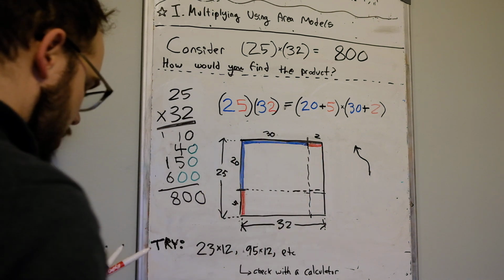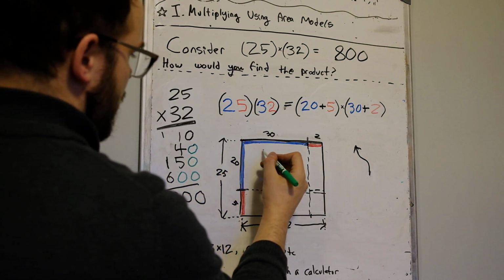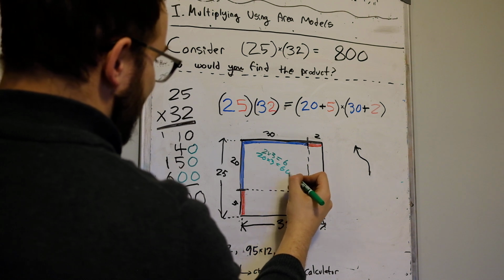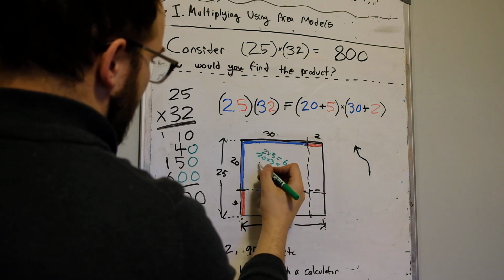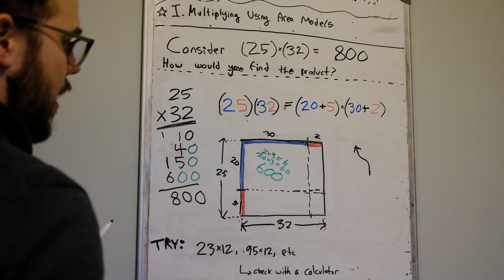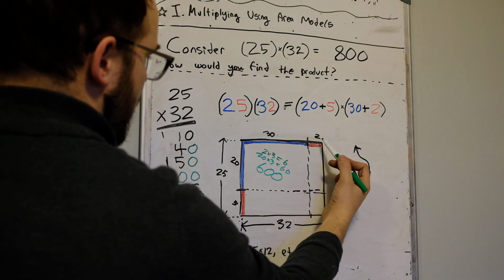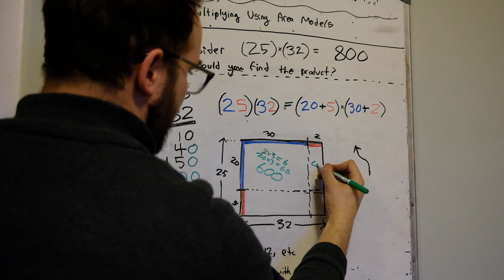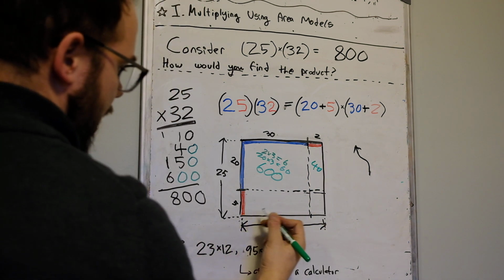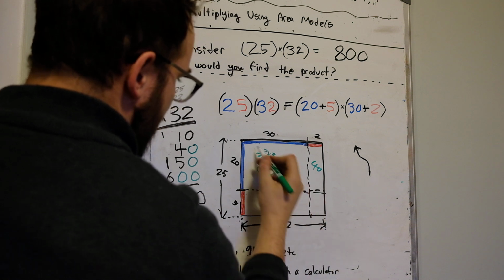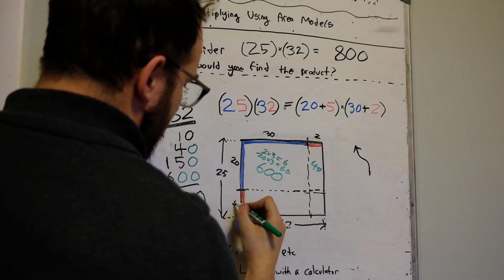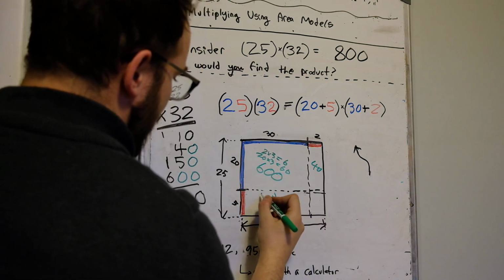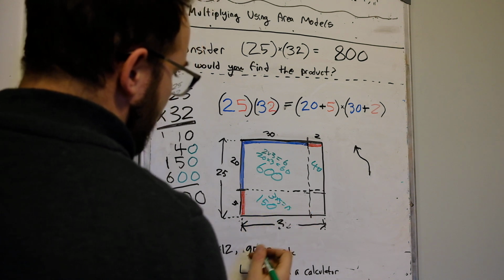So consider 20 times 30. That's sort of like 2 times 3, which is 6, so 20 times 3 should be 60, and 20 times 30 should be 600. If we look at this section, we're thinking 2 times 20. 2 times 2 is 4, so 2 times 20 should give us 40. And if we look at this section, we're 30 wide and 5 high, so this would give us an area of 30 times 5. 3 times 5 is 15, so 30 times 5 should give us 150.